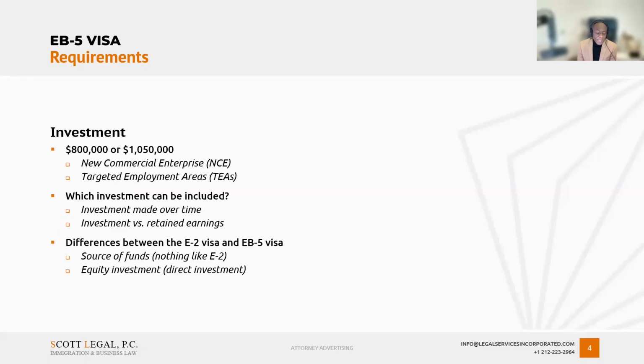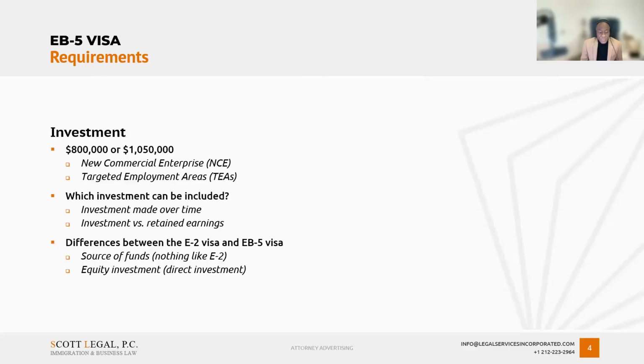When you're looking at the investment requirement, the big part of the EB-5 program is that you're required to invest a lot of money. So the money amount is going to be either $800,000 or $1,050,000. And this amount is going to be dependent on where the business is located. The regulatory statute calls this business a new commercial enterprise. It doesn't have to be brand new. It's an enterprise that's created after 1990.